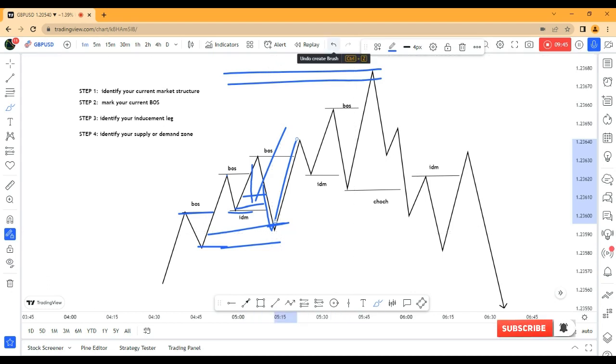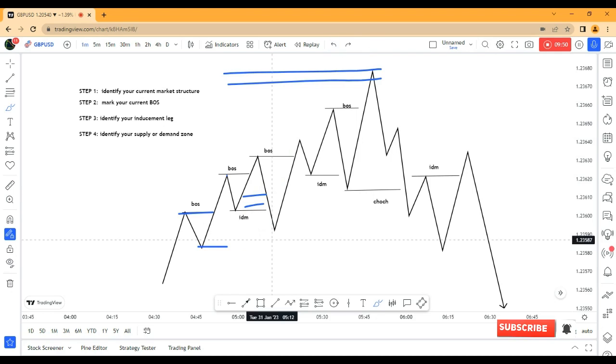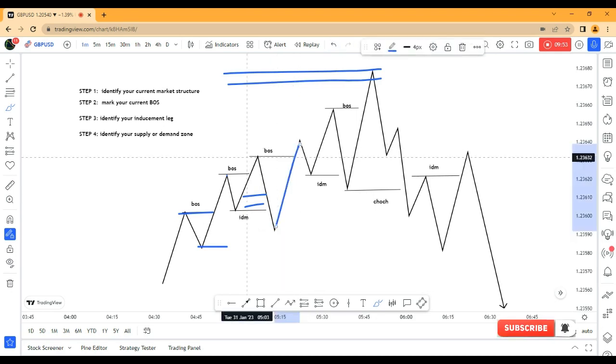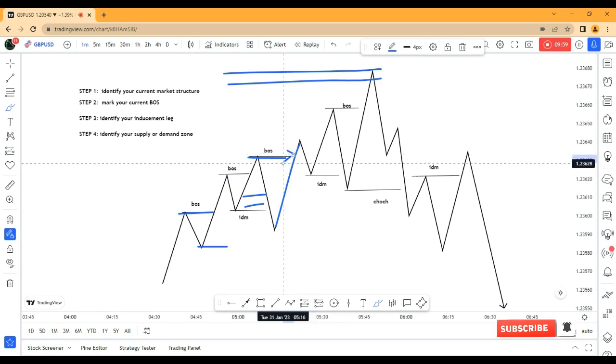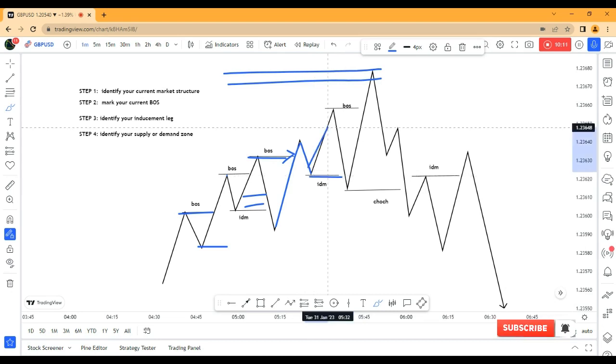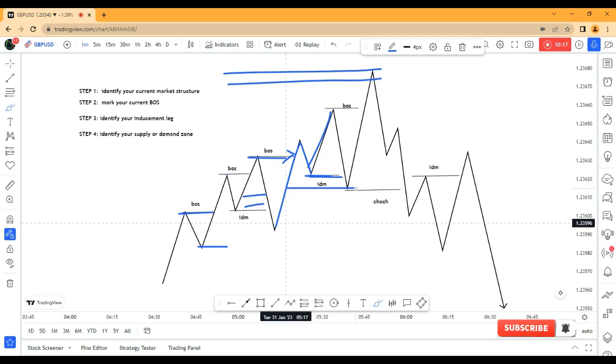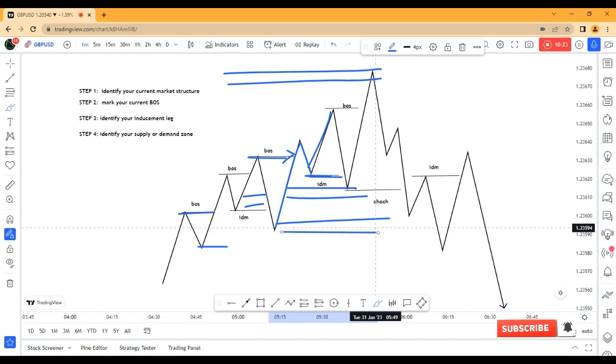Then you keep on repeating the same step. When price breaks and moves to the upside, it gives us a new break of structure, and our structure is still bullish, so that's our current break of structure. When price breaks this structure, it pulls back and forms this inducement leg again. It gives us this low, and this low forms an inducement leg. We'll be anticipating to find an order block around here, or we can have an extreme order block here, before we take our positions.